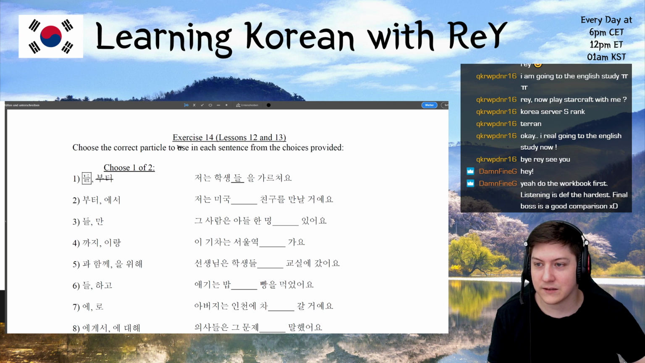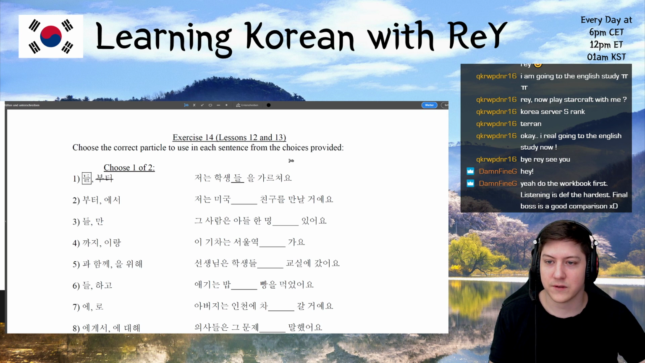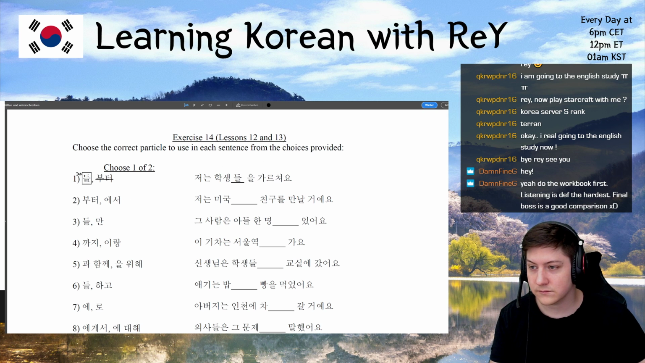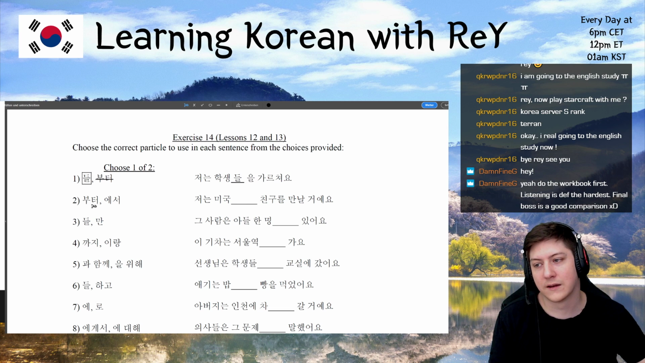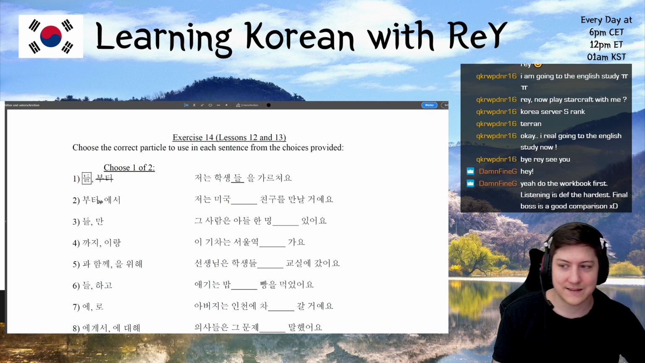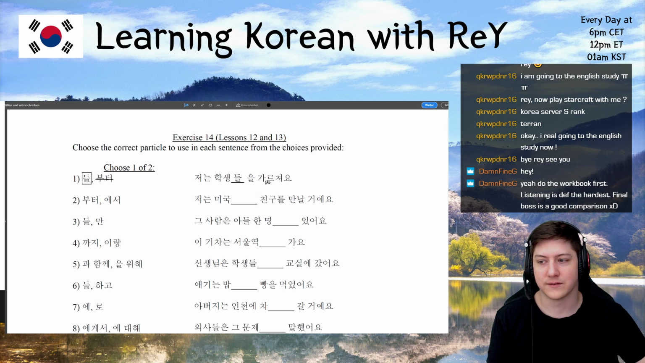Choose the correct particle to use in each sentence from the choices provided. Okay, what do we have here? First of all, I should understand the Korean sentence and then choose the correct one. I could just look at the surrounding syllables and maybe guess it, but I want to understand the whole sentence.